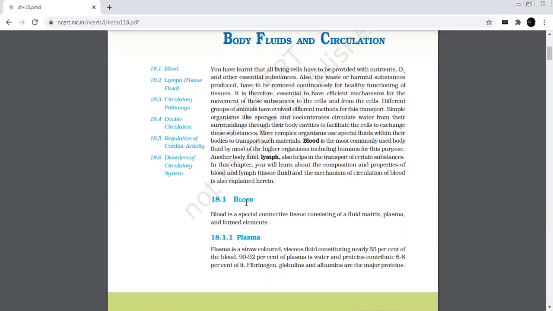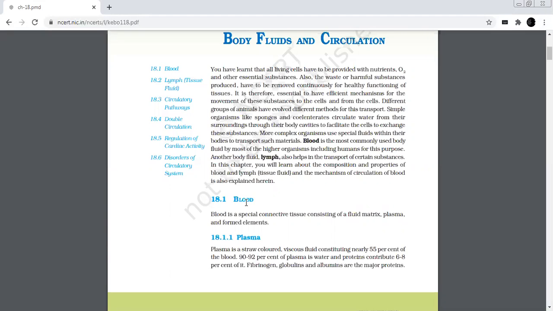Simple organisms such as sponges and coelenterates have simple body organization. These are in direct contact with the atmosphere, thus do not require any circulatory system. They instead circulate water from their surroundings into their body cavities. This facilitates the cell to exchange gas and excretory substances with the immediate surrounding. In more complex organisms, special fluids are used to transport these substances within the body. Blood and lymph are the two types of fluid that act as carriers in the body.